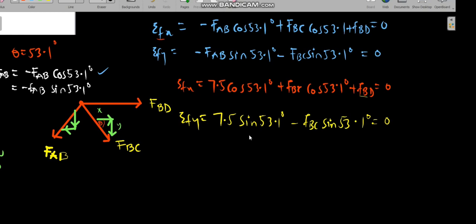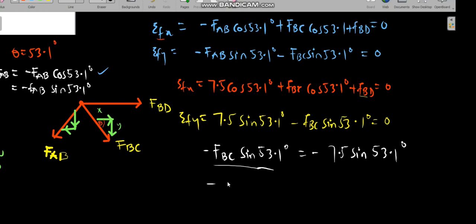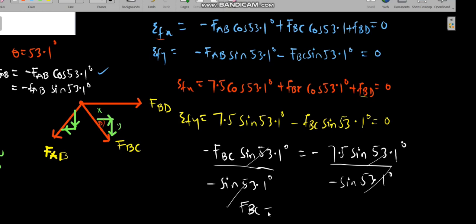I'll take this to the right hand side, so that'll be minus FBC sine 53.1 degrees equal to minus 7.5 sine 53.1 degrees. So I can divide by minus sine 53.1 degrees, and cancel out. Then I'll get my FBC to be equal to 7.5. Now that you have FBC as 7.5, we can find FBD.